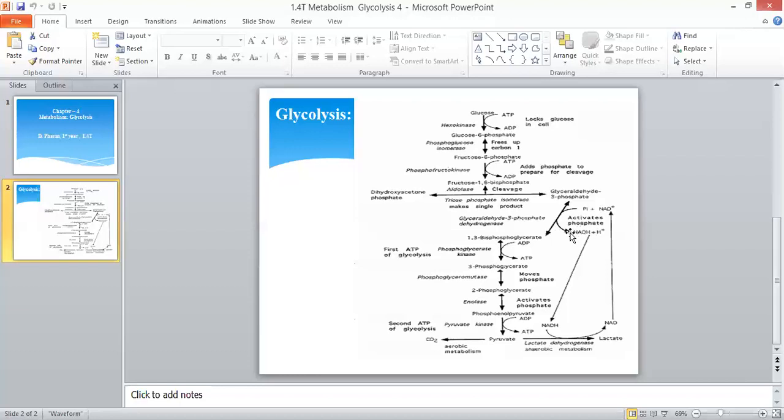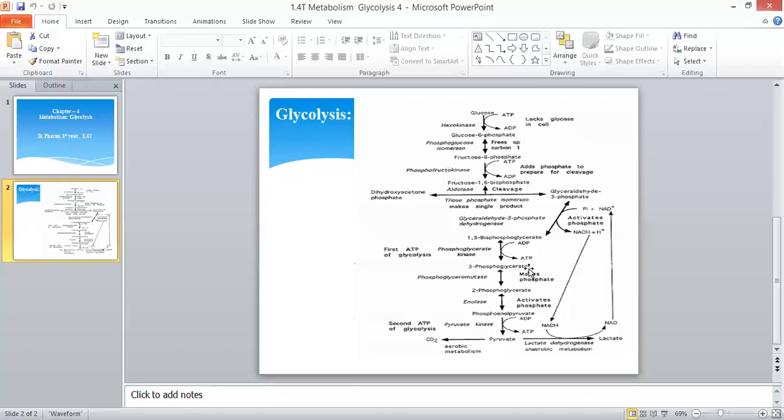For 2 molecules of 1,3-bisphosphoglycerate, a total of 6 molecules of ATP will be produced in this step. Now, 1,3-bisphosphoglycerate to 3-phosphoglycerate. In this step, phosphoglycerate kinase is used as the enzyme, and ATP is produced.